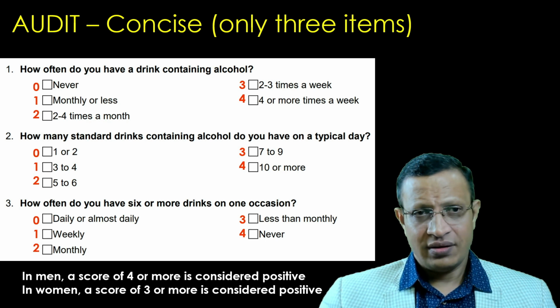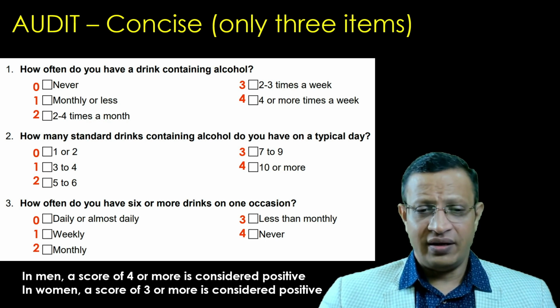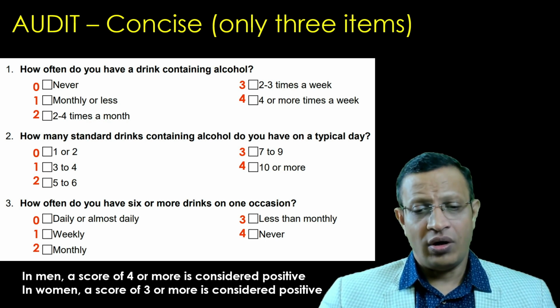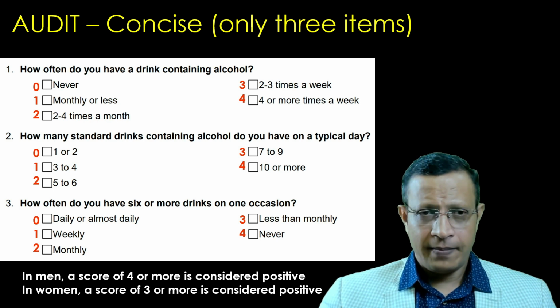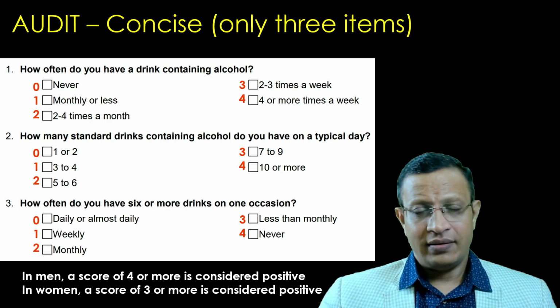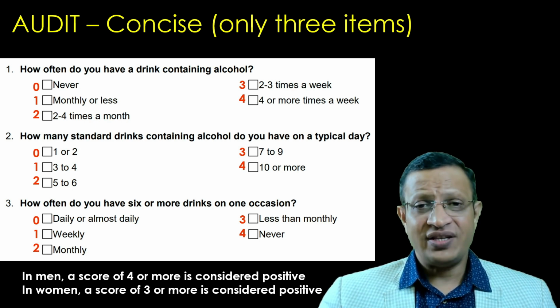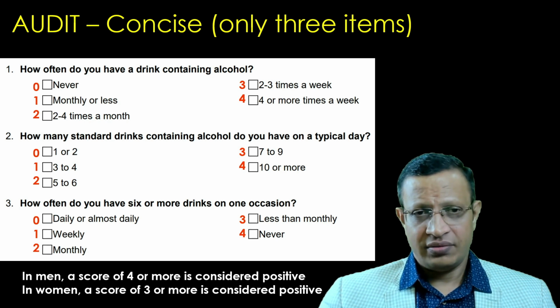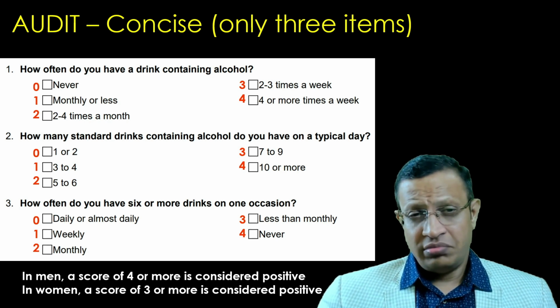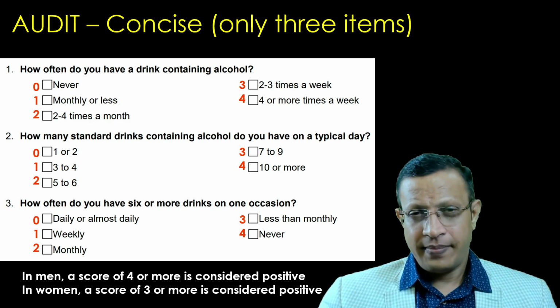Next question is, how many standard drinks containing alcohol do you have on a typical day? This is basically looking at the quantity of alcohol. How often do you have 6 or more drinks on an occasion? That means 6 standards, where 1 standard is 30 ml of hard liquor.